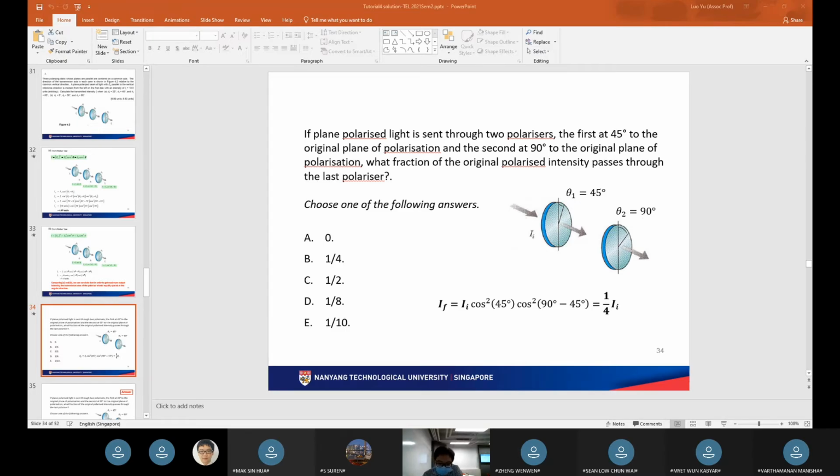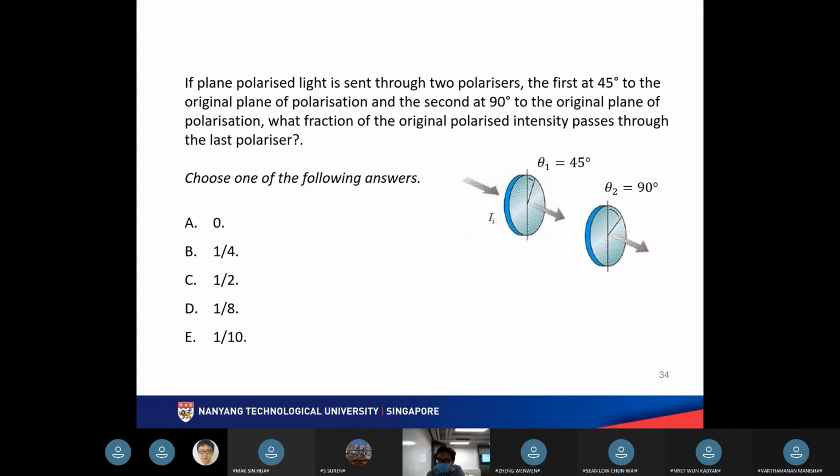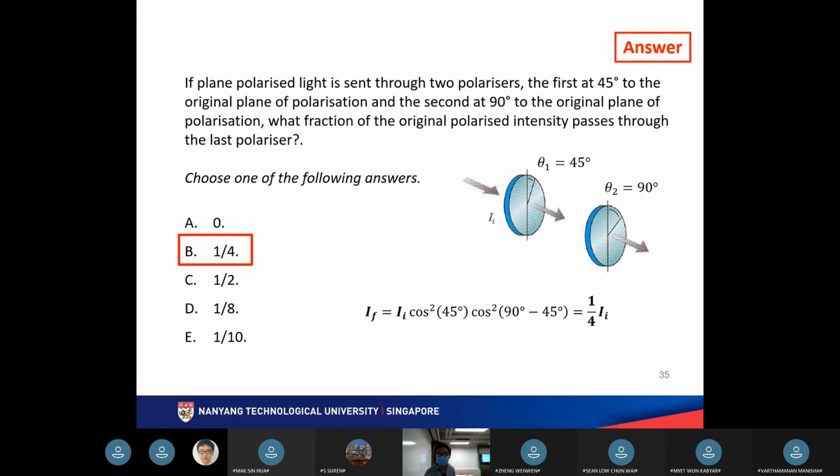So thumbs up, you can continue, submit your answer, but here I can show you the solution. What we do is we use I times cosine square 45 degrees. Cosine square 45 is actually 1/2. Then for the second polarizer it is cosine square of theta 2 minus theta 1. So the final answer should be 1/2 times 1/2 equals 1/4. We should choose B.